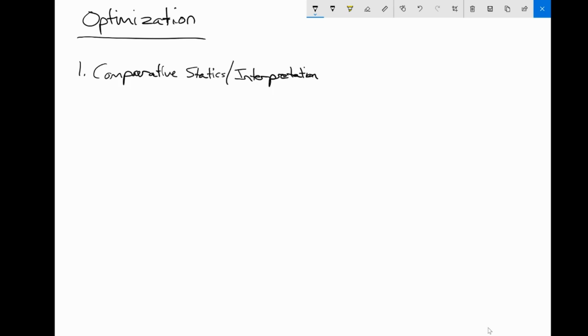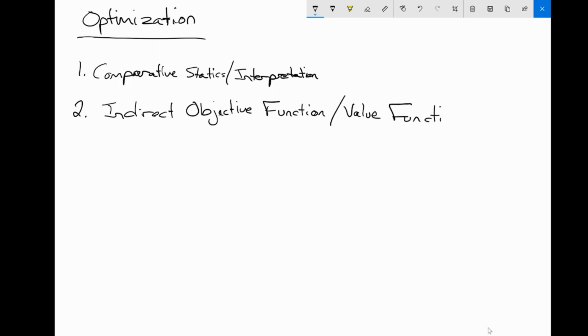I want to then introduce something called the indirect objective function. The indirect objective function, or sometimes what we will call the value function. All right, what that is. And then I want to introduce the envelope theorem. All right, so that's the goal for this little lecture. So let's go ahead and jump right to it.